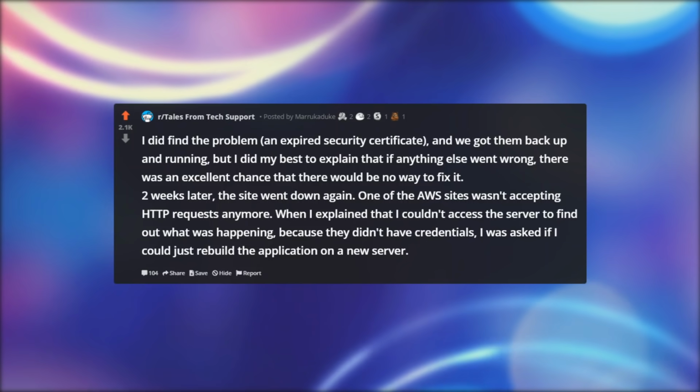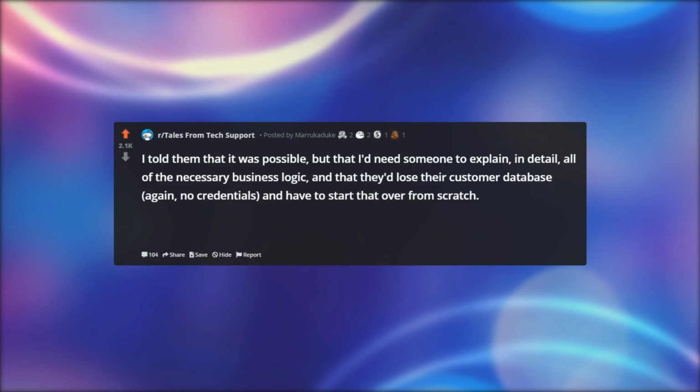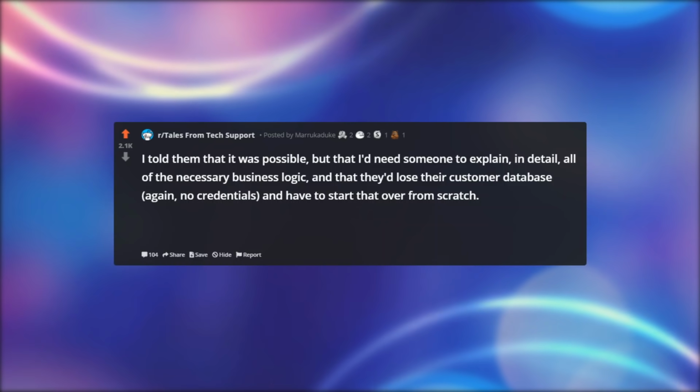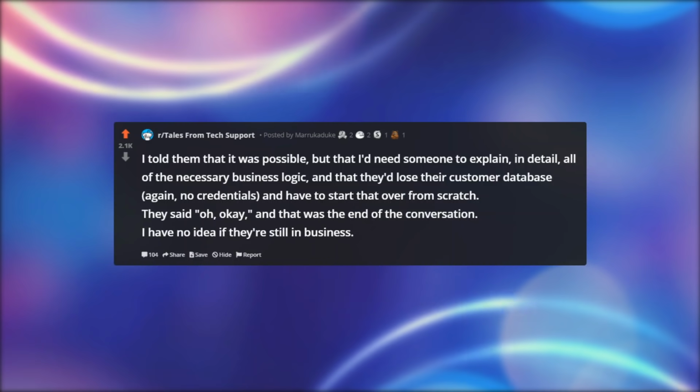One of the AWS sites wasn't accepting HTTP requests anymore. When I explained that I couldn't access the server to find out what was happening, because they didn't have credentials, I was asked if I could just rebuild the application on a new server. I told them that it was possible, but that I'd need someone to explain, in detail, all of the necessary business logic, and that they'd lose their customer database, again, no credentials, and have to start that over from scratch. They said, oh okay, and that was the end of the conversation. I have no idea if they're still in business.